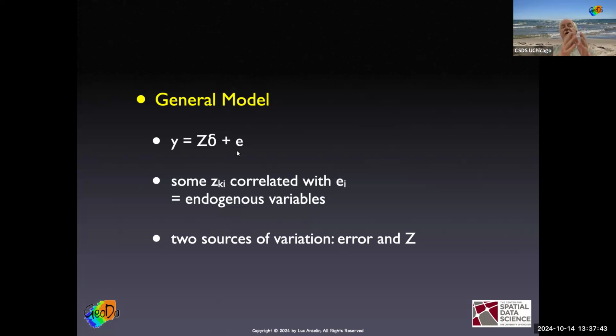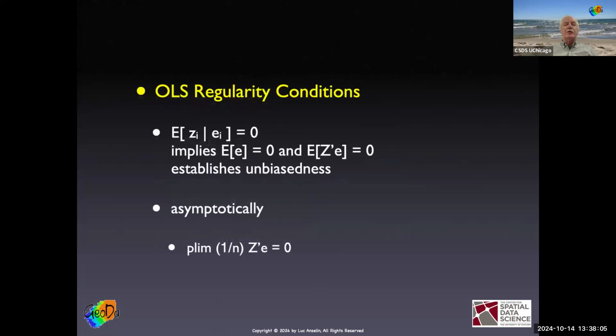But if one of the Z's is correlated with the error term, then we do have to worry about it. Because then the two sources of variability, the pure one from the error term, and then the one in the Z matrix get mixed up. Okay, so that's the problem. How do we fix it? A very old solution is instrumental variables. So to recap, the least squares regularity conditions that we went through last time, you can write them a number of different ways.